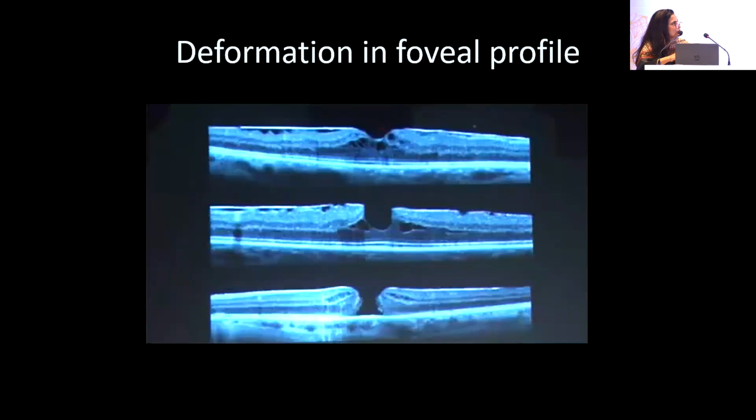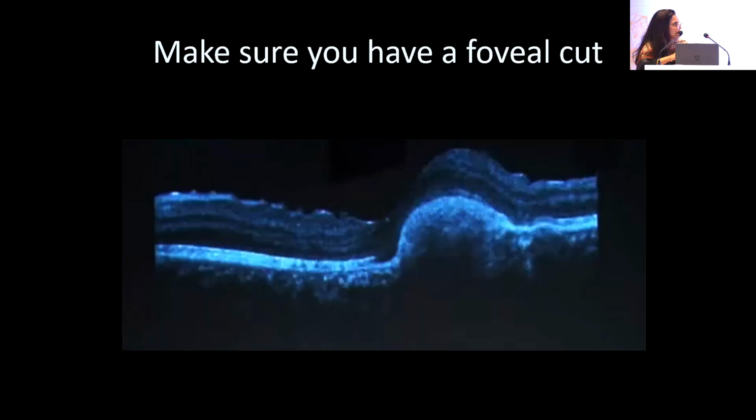After that, see the foveal profile, whether the fovea is distorted or not, whether there's a macular hole, any membrane on top of the fovea, and make sure you have a foveal cut. So many times patients who have macular pathologies are not able to fixate on the light of the OCT.